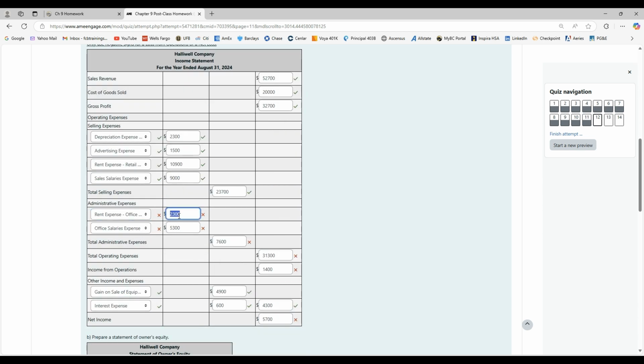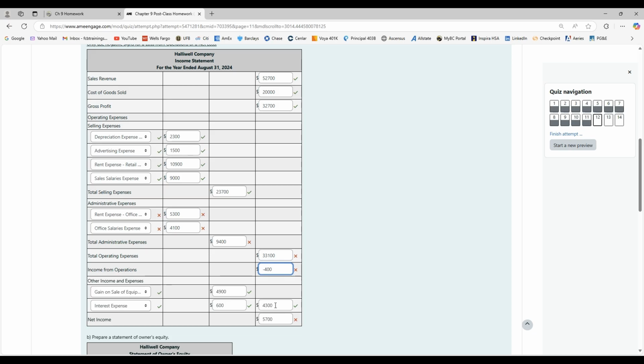Okay, so anyway, our rent expense for the office is $5,300 and office salaries expense is $4,100. And then $5,300 plus $4,100 is $9,400. Okay, $23,700 plus $9,400 then becomes $33,100. Then $32,700. See, once you get one little thing off on these types of problems, they really get wonky.